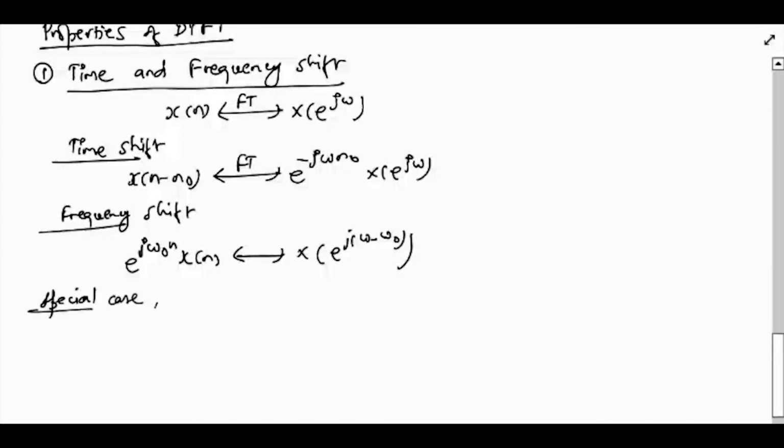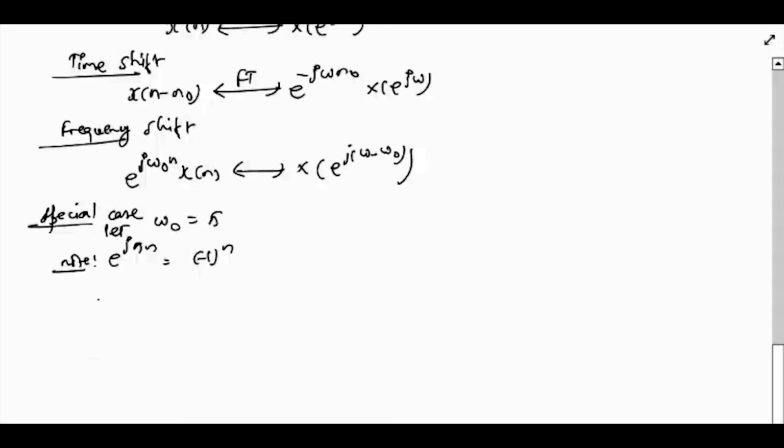Let's see a special case of the frequency shift property, which is often of interest. Here I set ω0 equal to π. Notice that e^{jπn} is (-1)^n. Thus, from the above frequency shift property, we get that the Fourier transform of (-1)^n x[n] is X(e^{j(ω minus π)}). So these were the time and frequency shift properties.